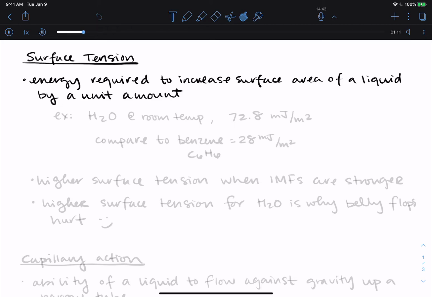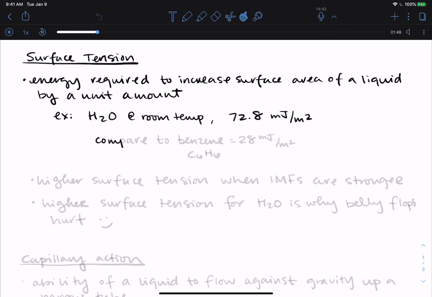So for water, at room temperature, so this is that elusive 25 degrees, the surface tension is 72.8 millijoules per meter squared. So it would take 72.8 millijoules, that's a pretty low amount of energy, to take water and spread it out over 1 square meter.